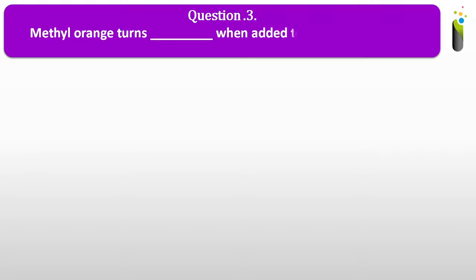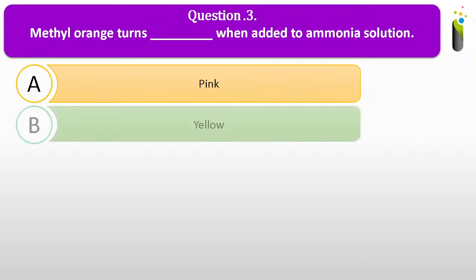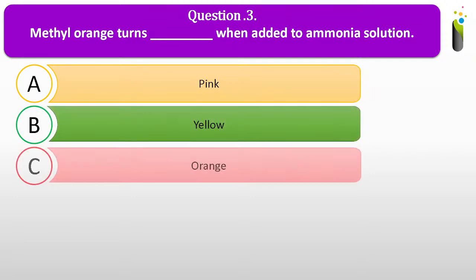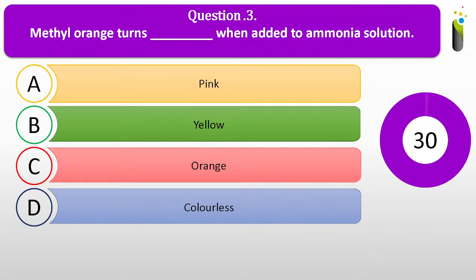Question number 3. Methyl orange turns dash when added to ammonia solution. A. Pink, B. Yellow, C. Orange, D. Colorless.